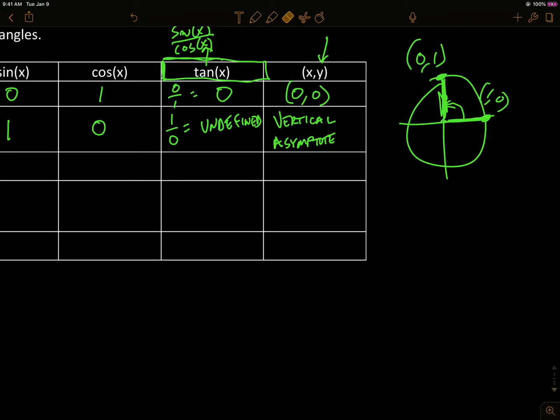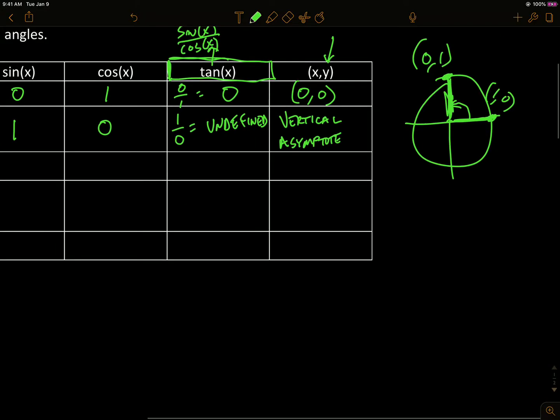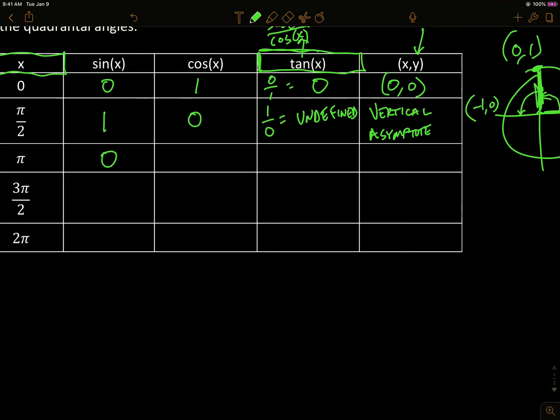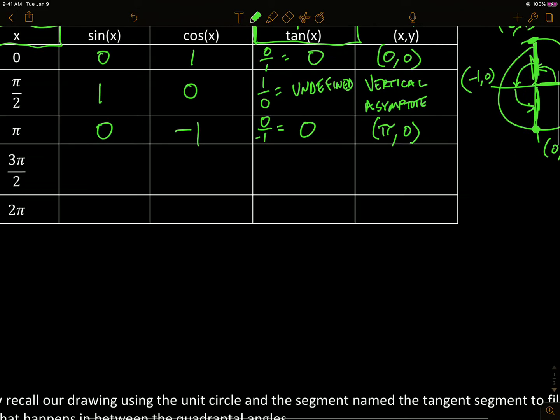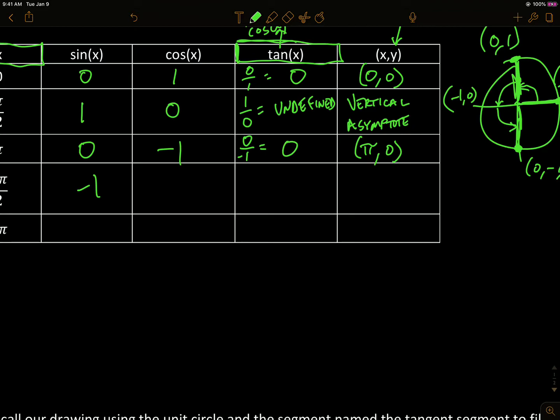Now, let's move to the next quadrantal angle. If we keep going over to pi, that point is -1, 0. So our sine value is 0 again. Our cosine value is -1. So tangent is going to be sine divided by cosine, and that's going to be equal to 0. So that point on the graph is going to be pi, 0. If we go to our next quadrantal angle, we're down here at 270 degrees, or 3 pi over 2. The coordinates of that point are going to be 0, -1. So that means our sine of x is -1. Our cosine is 0. So tangent is going to be -1 over 0, which again is undefined. What we're going to have there on the graph of tangent is a vertical asymptote.